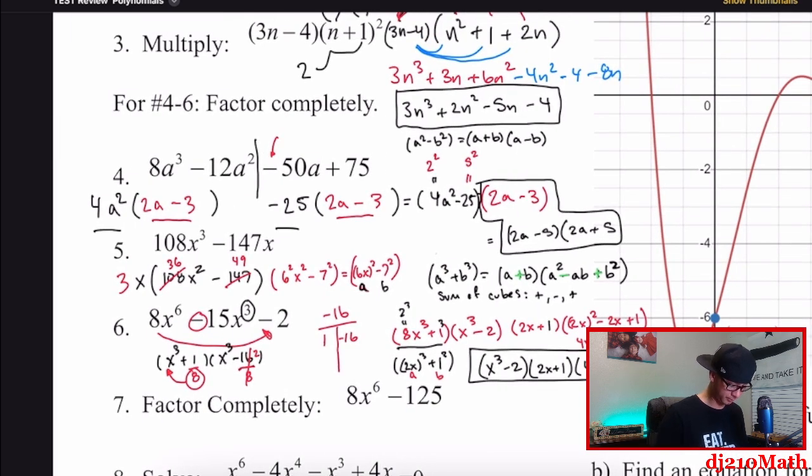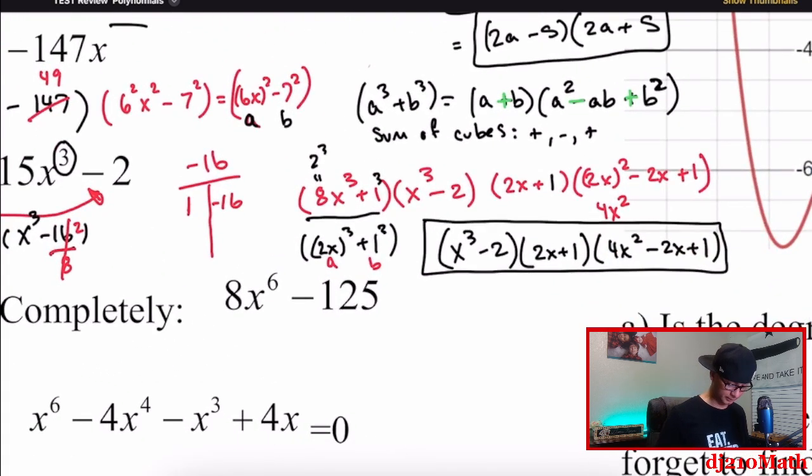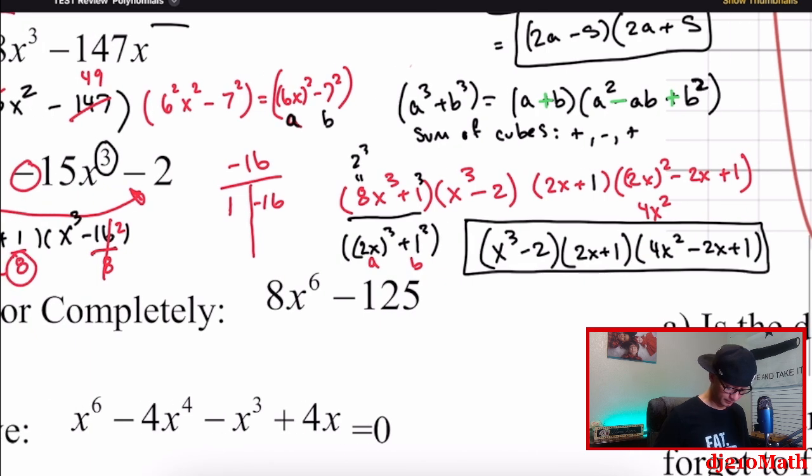It's curious, how come number 7 is factored completely as well? They couldn't just say 4 through 7 factor completely. Okay, so this is going to be a difference of cubes. 125 is really 5 cubed, 8 is really 2 cubed, and x to the 6th is really x cubed squared.